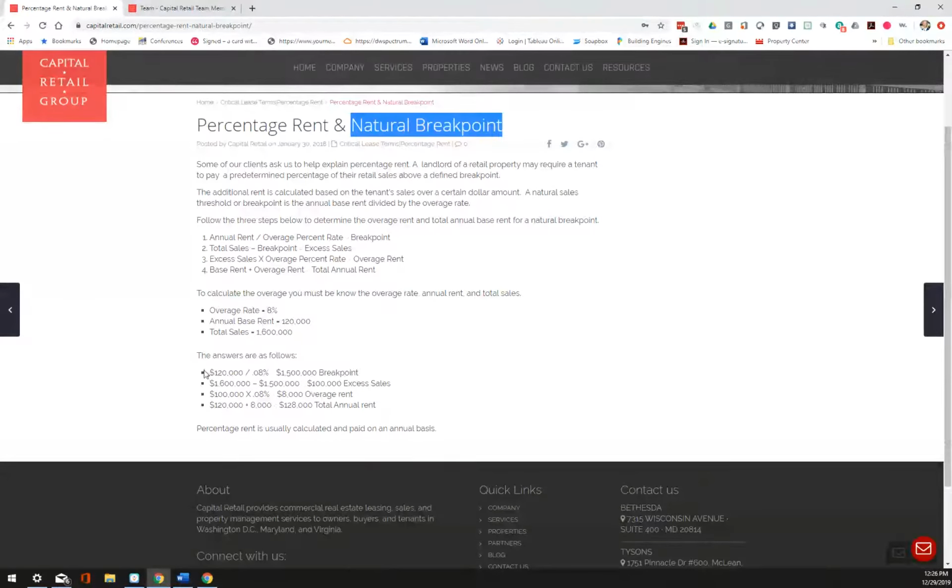So take the $120,000 in annual base rent. You're going to divide that by the overage, which is 8%. And here's the natural breakpoint. It's $1.5 million. Now, we just talked about that we're going to assume that your annual sales are $1.6 million. So now I'm going to take the difference between the $1.6 million and the natural breakpoint, in this case $1.5 million, and I've come up with the excess sales of $100,000.